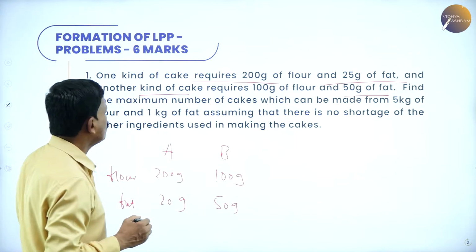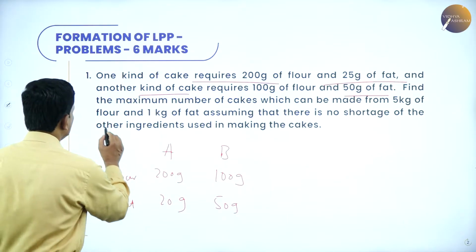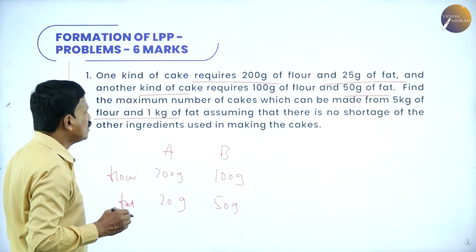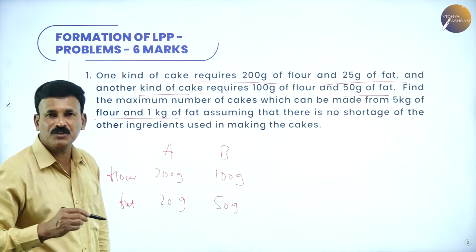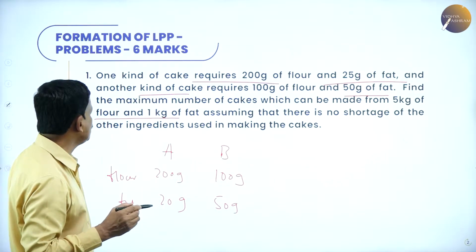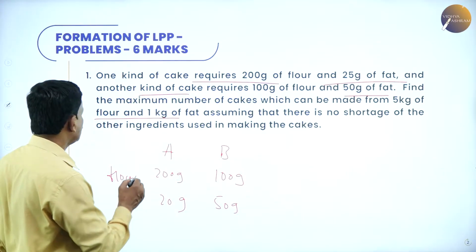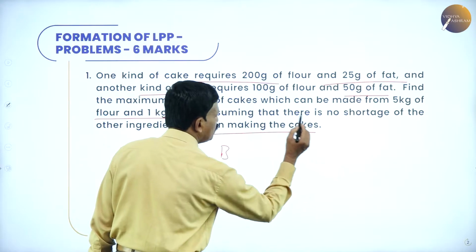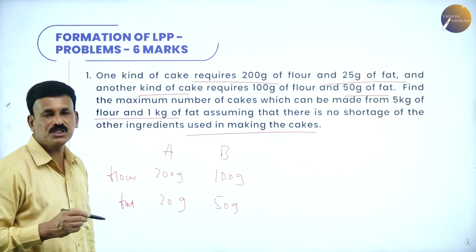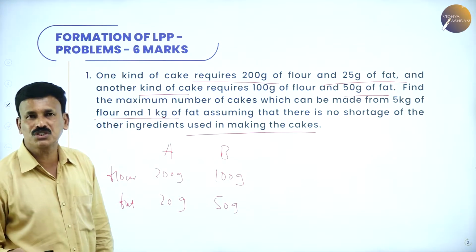Find the maximum number of cakes which can be made from 5 kg of flour and 1 kg of fat. The maximum availability of the resources is 5 kg of flour and 1 kg of fat, assuming that there is no shortage of the other ingredients used in making the cakes. Now, the objective function is to maximize.